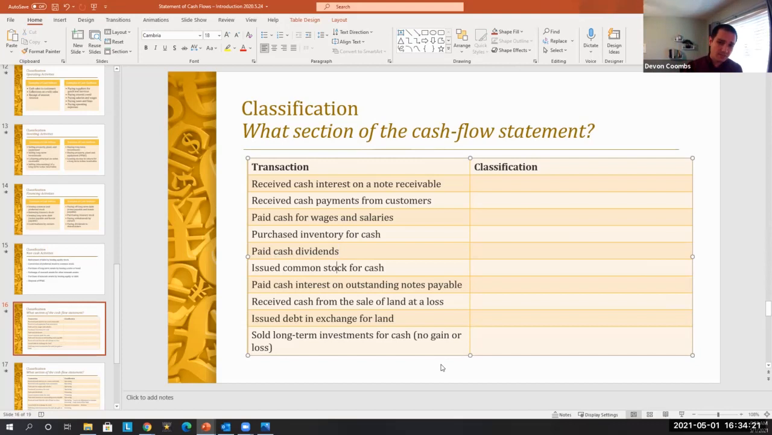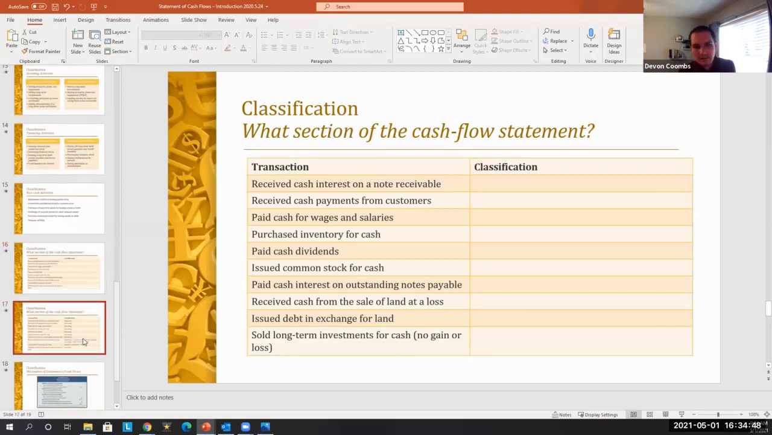Common stock for cash. Financing? Correct, financing, because it's tied to equity, right? So is that making sense? Yeah, it's tied to equity. What about paid cash interest on outstanding notes payable? Oh yeah, you're all getting it.